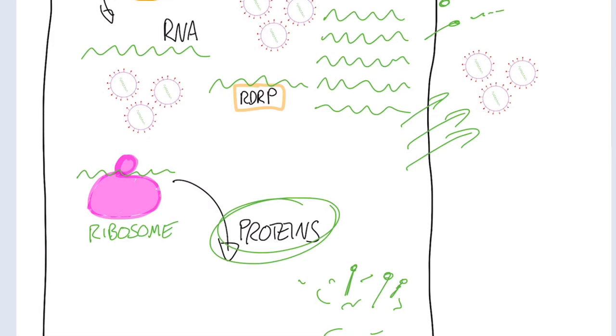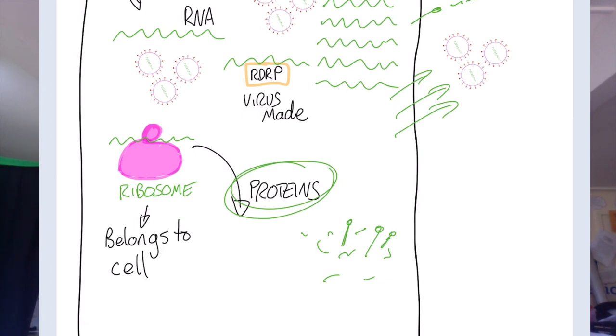That the virus comes in, uses the cell's own infrastructure. So this ribosome down here actually belongs to the cell. Whereas this one here, this is virus made. So the virus comes in, takes over the cell's machinery, but then makes its own machinery to help the process as well. This is why they're just quite fascinating and very dangerous.